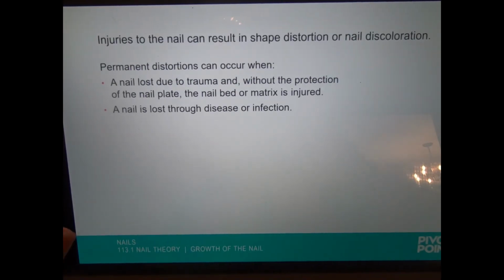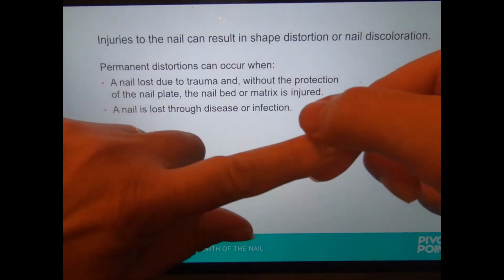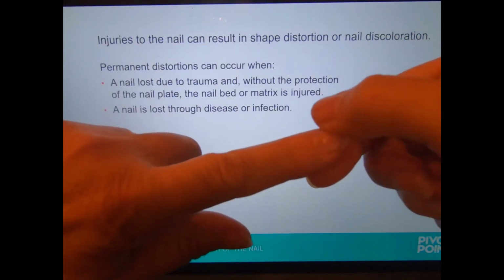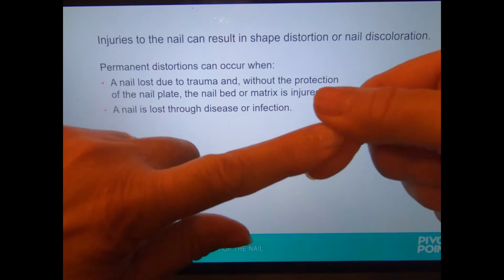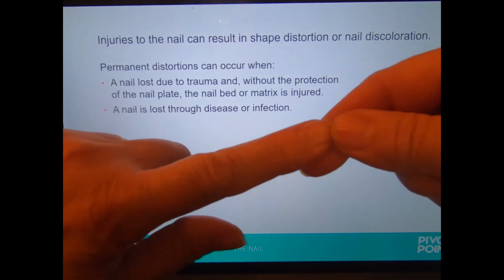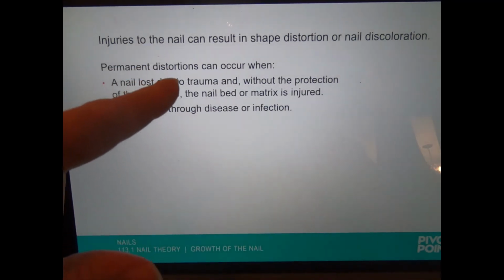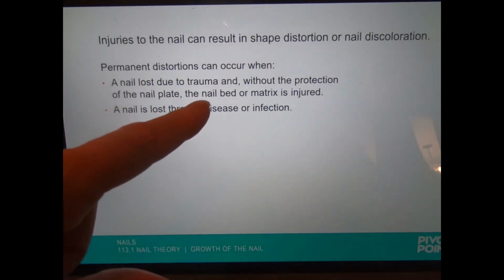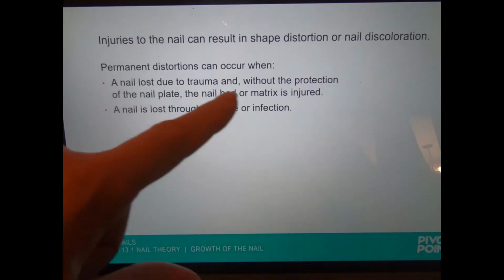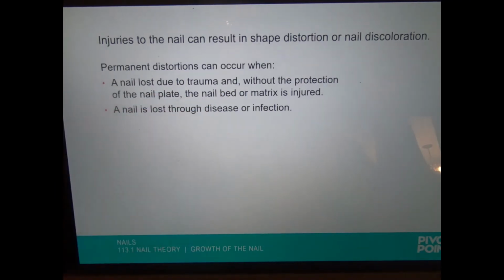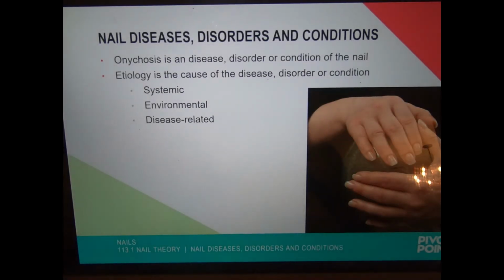Injuries to the nail can result in shape distortion or nail discoloration. So the more you injure the matrix or the nail bed underneath the nail, the more likely you're going to have a distorted nail when it grows back. Permanent distortions can occur if you lose the nail due to trauma, or if your nail bed or your matrix is injured, or if it's lost through disease or infection. Okay, so let's talk about diseases, disorders, and conditions.